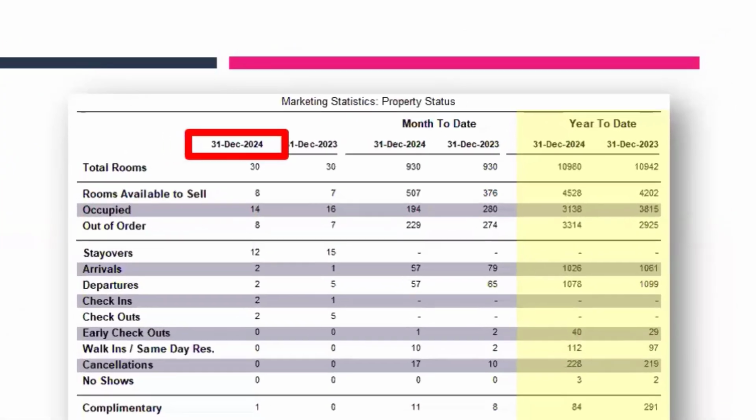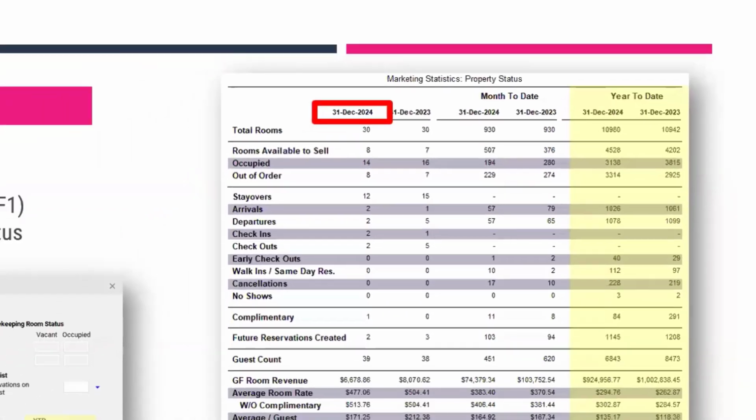The nice thing about generating this property status report is that if you have been using Roomkey for more than 1 year, it will start to populate year to date comparison to the same date last year. So in this example, this database has been running for more than 2 years, and I can see that I have a comparison. My year-to-date value compares to the same date in the previous year, 2023. So that is a good way to do year-over-year comparisons as well.